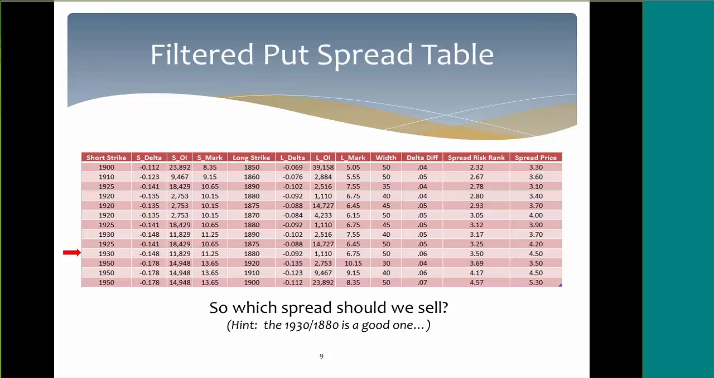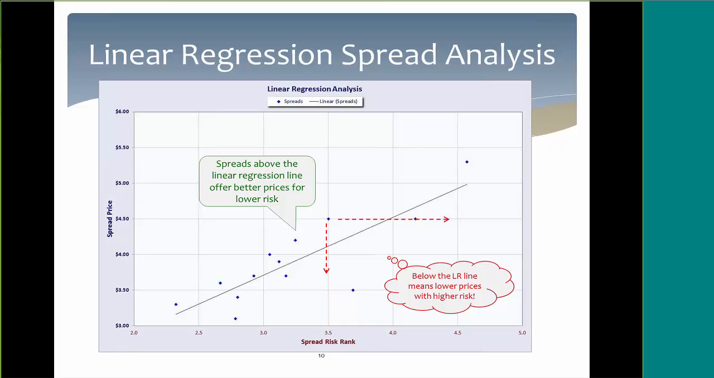And you're thinking, why would I want to sell that spread over another spread? Well, once you do get the spreads ranked by spread price, at that point you can do a little linear regression analysis and plot those spreads to say, hey, which ones are giving me the biggest bang for my buck.